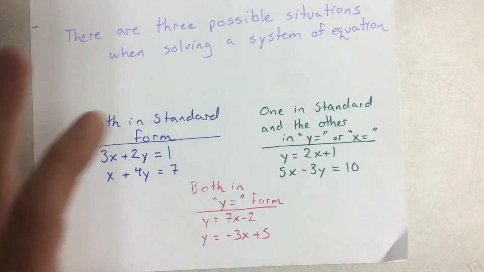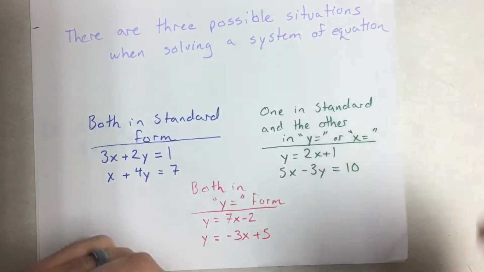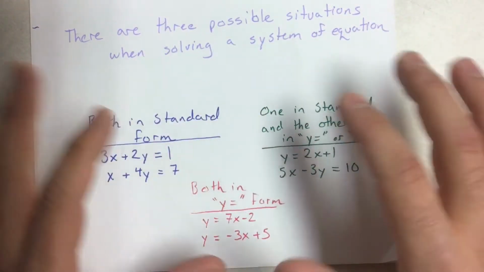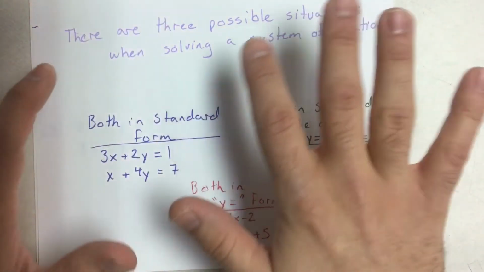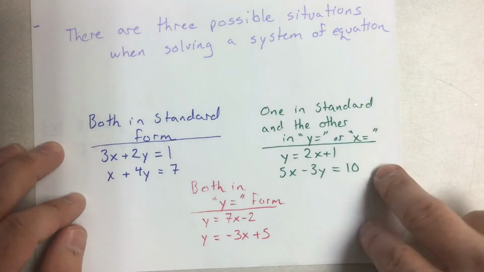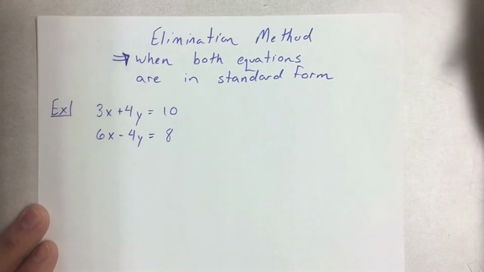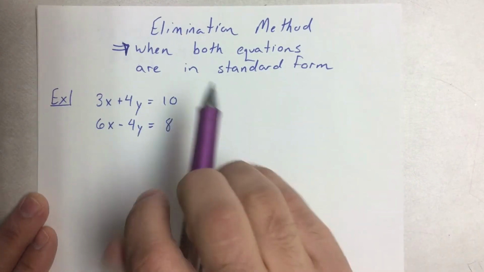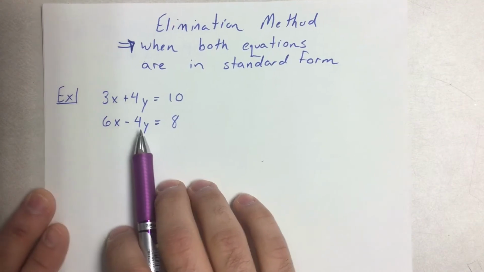If you have yet to look at the other two situations, I have the link here on the screen. I encourage you to watch these lessons first before looking at standard form, because it should just progress to this last one. So when the equations are in standard form, we have this method titled the elimination method. This is the method where both equations are in standard form, just like we see here.